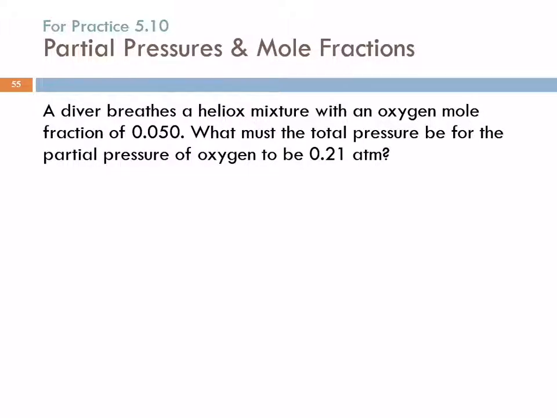So a diver breathes a Heliox mixture with an oxygen mole fraction of 0.050. What must the total pressure be for the partial pressure of oxygen to be 0.21 atmospheres? You need a partial pressure of oxygen to be 0.21 atmospheres. So this Heliox mixture is great for breathing at high pressures, but not good for breathing at normal pressures. It's always fun at a party to untie a helium balloon and take a big lungful of helium and then talk like Mickey Mouse, right? That's fine as long as you're not breathing that continually, because then you're not going to get enough oxygen and you'll pass out.